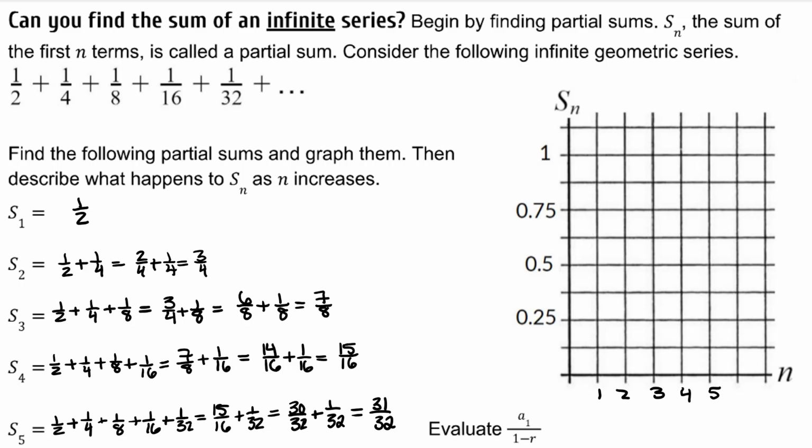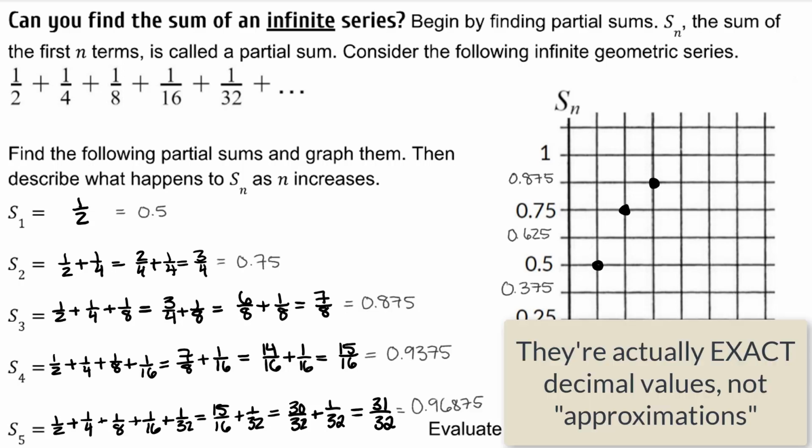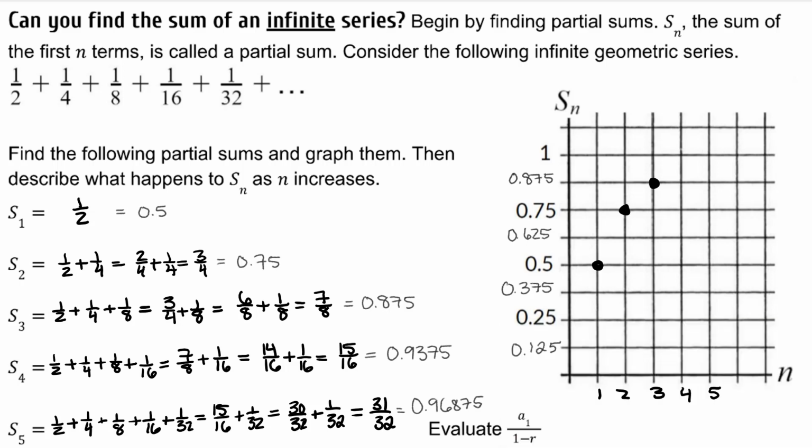Let's graph. The sum of the first term is 1/2. The sum of the first two terms is 3/4. The first three terms is 7 over 8. As a decimal, that would be 0.875. So I wrote down the decimal approximations that I've been saying, and for the rest of them to make it easier to graph. So at 4, we have 0.937. At 5, the point is 0.968.